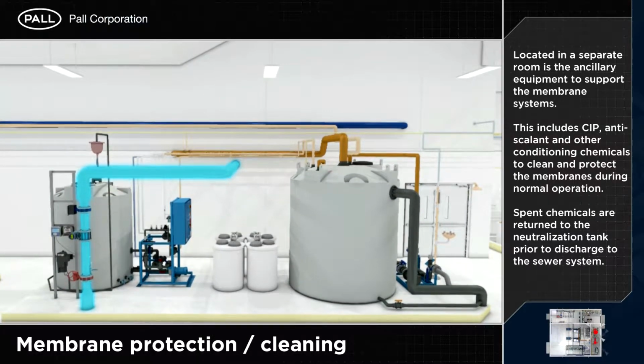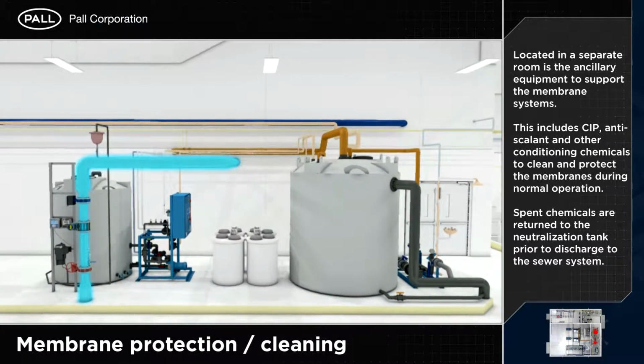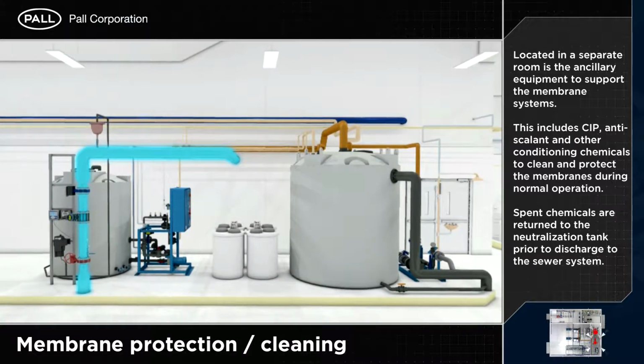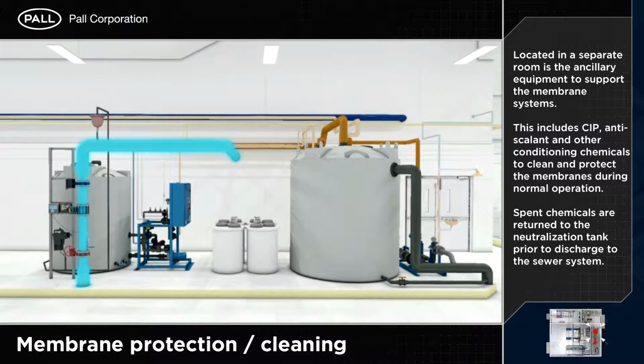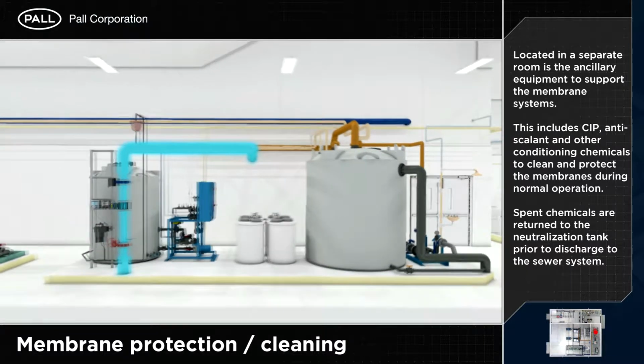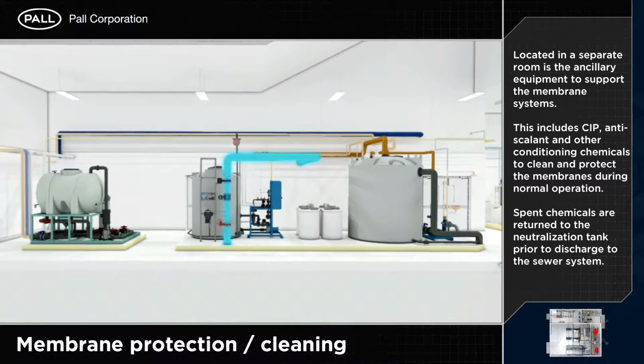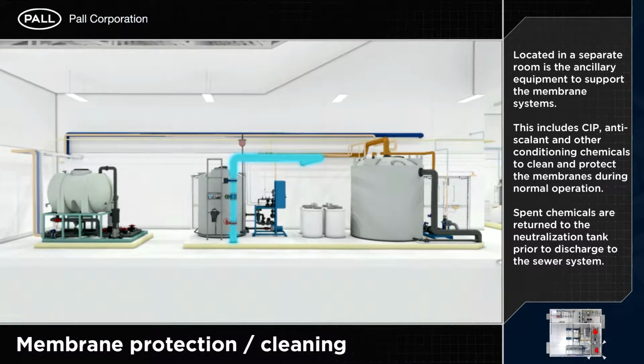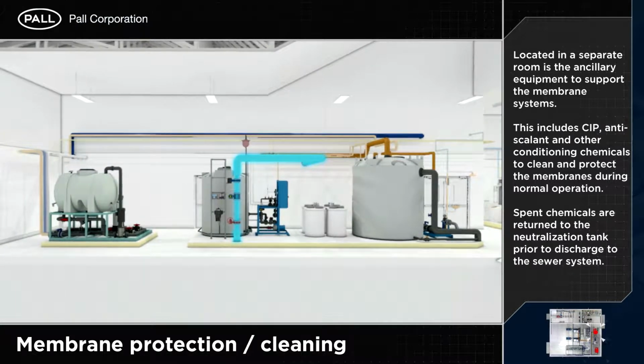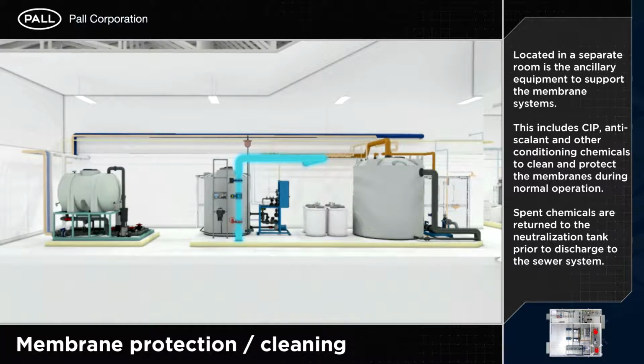Located in a separate room is the ancillary equipment to support the membrane systems. This includes CIP, anti-scalant and other conditioning chemicals to clean and protect the membranes during normal operation. Spent chemicals are returned to the neutralization tank prior to discharge into the sewer system.